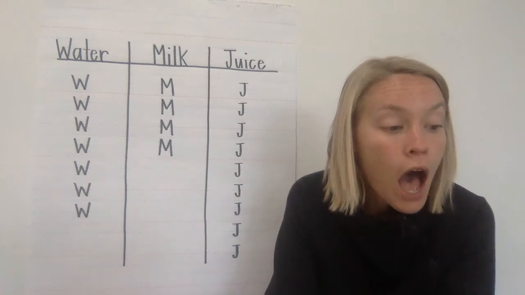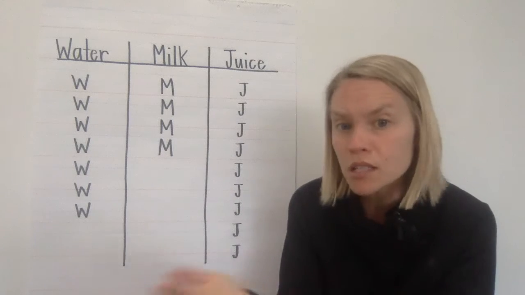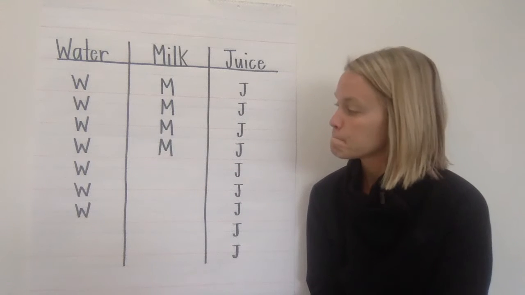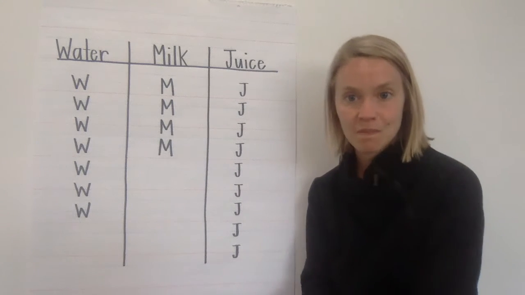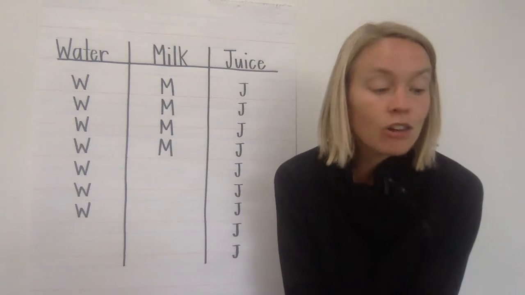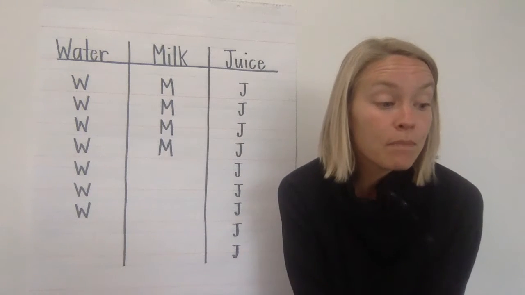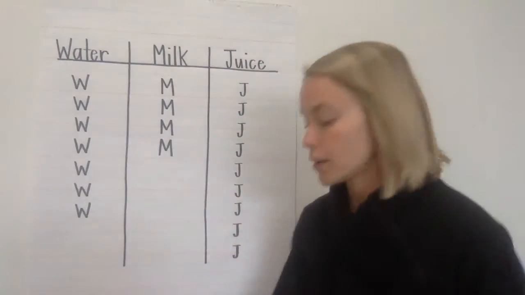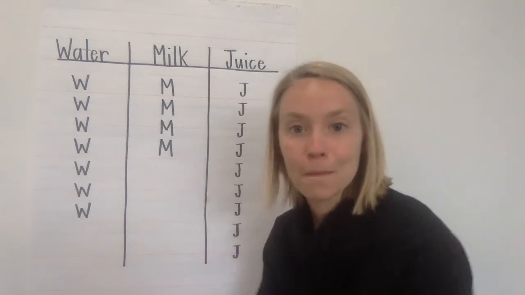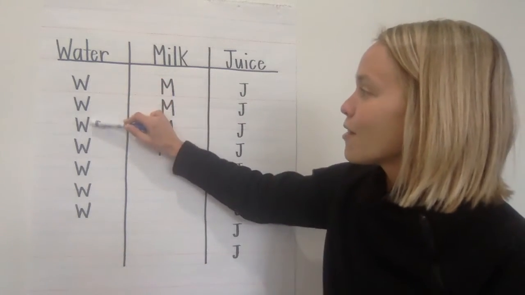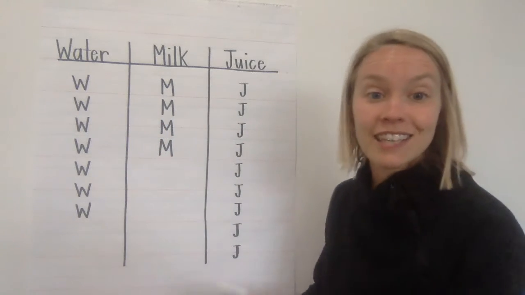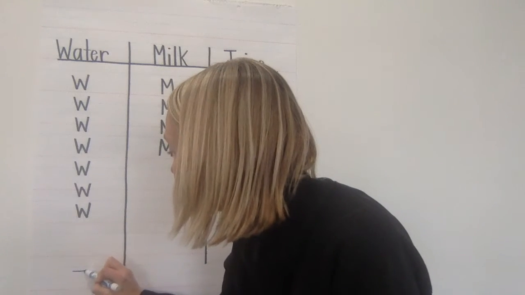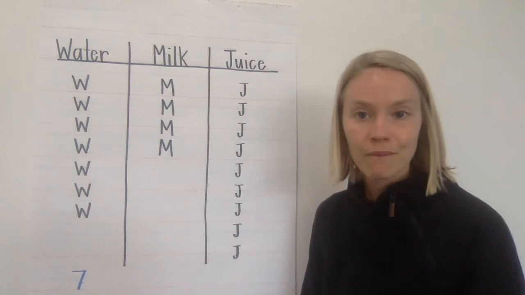Okay. I want you to tell someone next to you, what is something that you notice about this graph? What is this graph telling us? Okay. And here's my next question for you. How many people like water? Looking at this graph, how many of the students chose water? Okay. 1, 2, 3, 4, 5, 6, 7. 7 friends. I'm going to go all the way down here. 7 friends chose water.